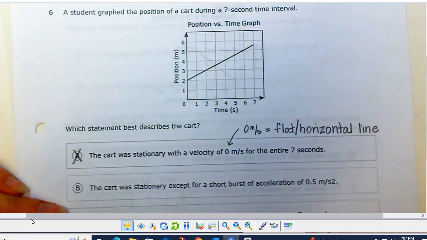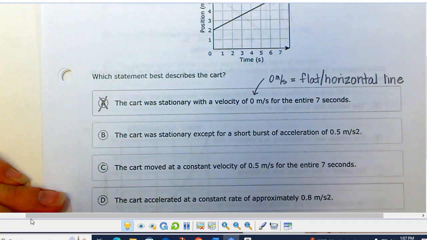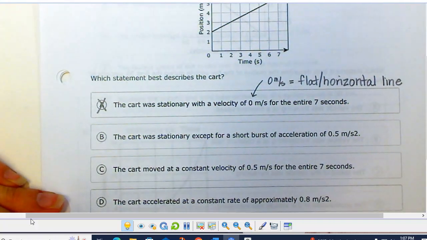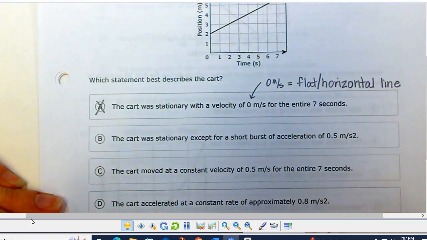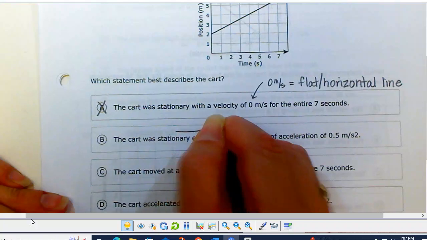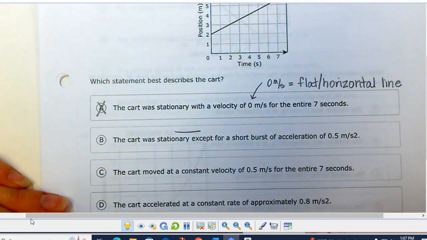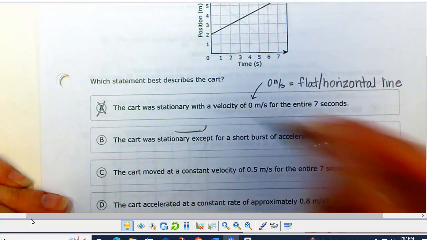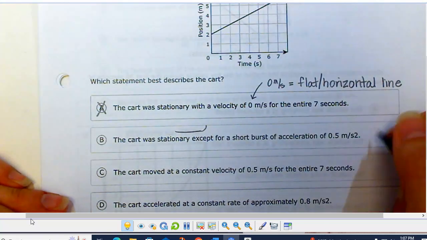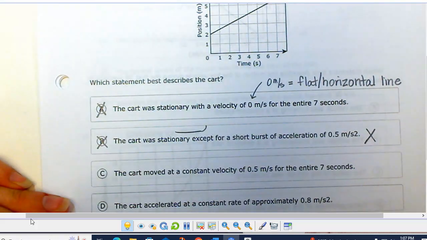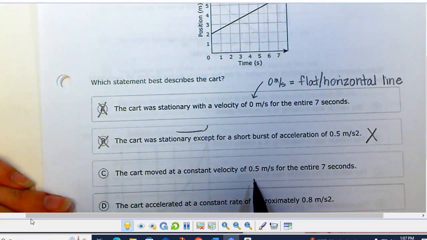So not A. The cart was stationary except for a short burst of acceleration at 0.5 meters per second squared. No. Again, stationary is going to be flat or horizontal on a distance versus time graph. And then it says for a short burst of acceleration, then it has some funny hook on the end. That's not what we've got. The cart moved at constant velocity of 0.5 meters per second for the entire 7 seconds.